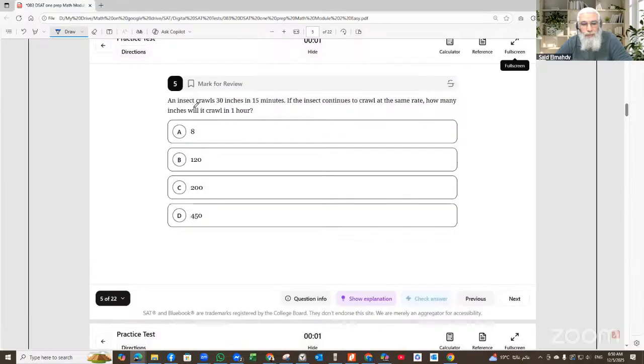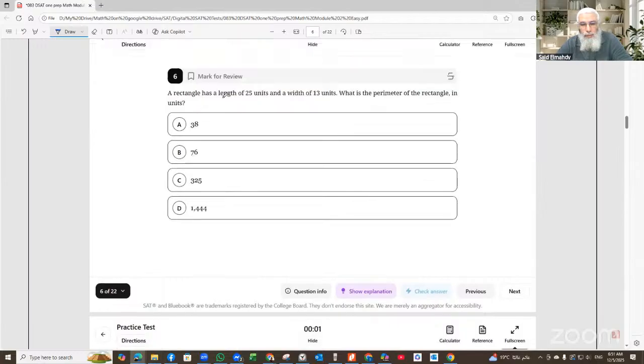An insect crawls 30 inches in 15 minutes. If the insect continues to crawl at the same rate, how many inches will it crawl in 1 hour? So 1 hour is 60 minutes, so we multiply by 60. This is 30 times 60 divided by 15. 30 divided by 15 is 2. So 2 times 60 is 120.